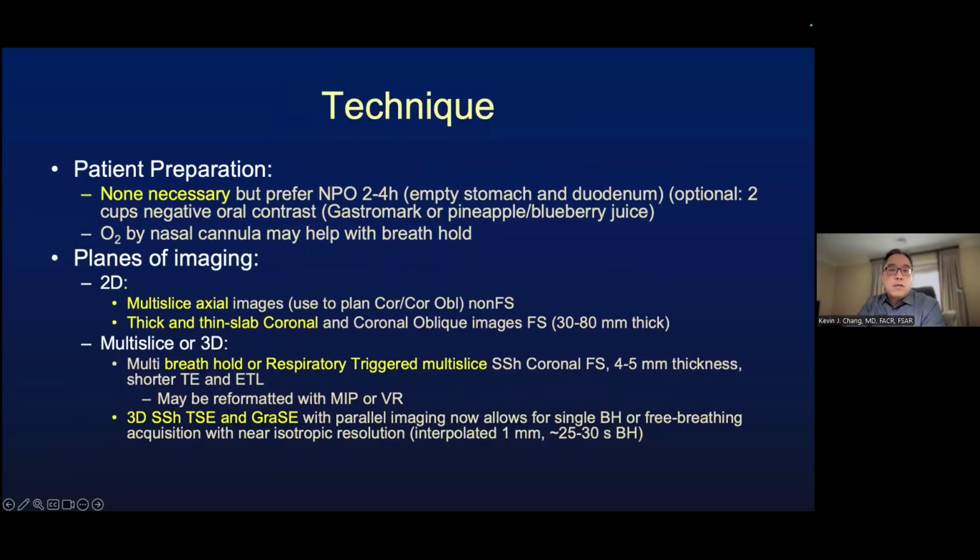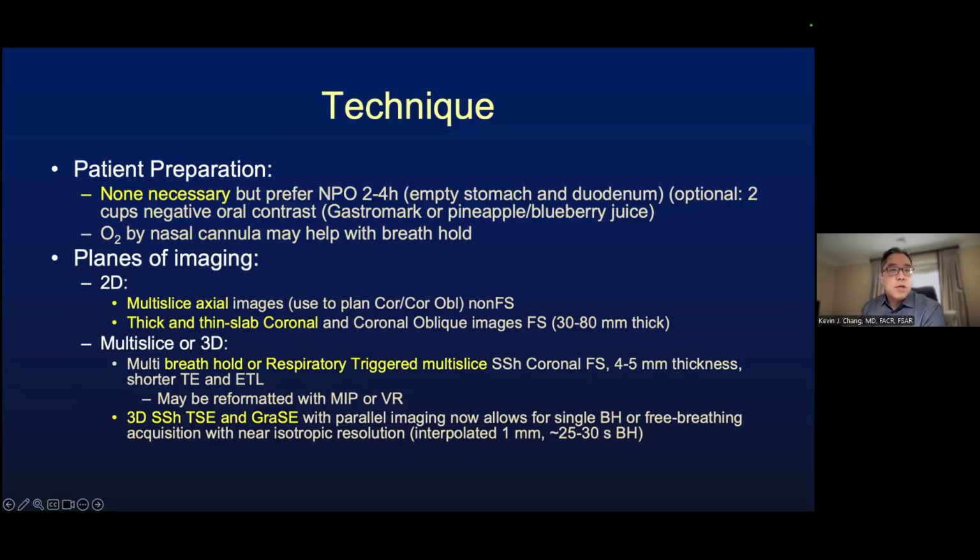For the technique for MRI, there isn't usually much patient preparation necessary, but in the elective situation, having a patient be NPO for 2 to 4 hours prior to the exam can certainly help by reducing any residual fluid in the stomach and the duodenum, allowing you to better see the adjacent ducts.